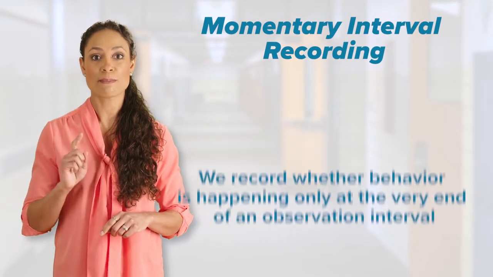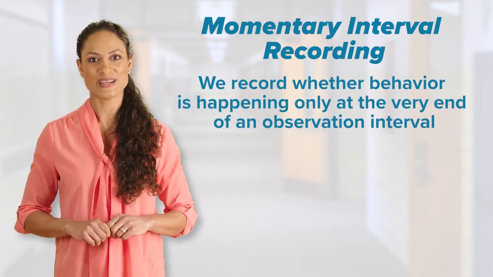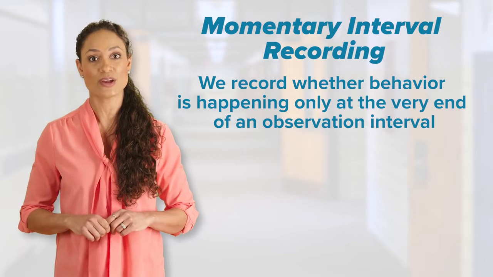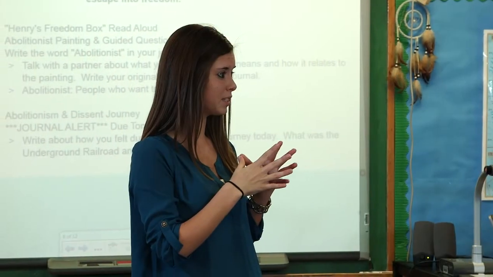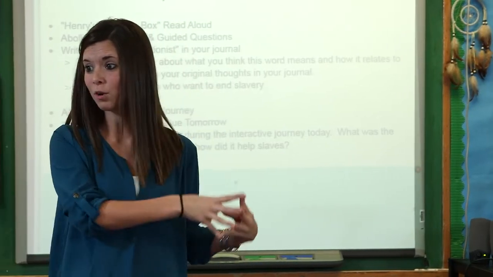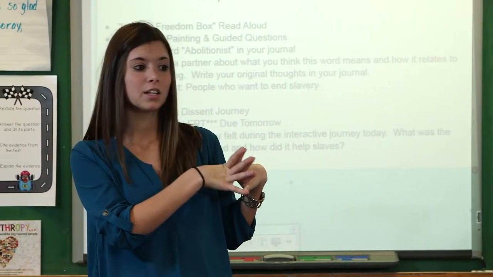If the behavior of concern is high rate, it happens frequently, then we can use something called momentary interval recording. With this method, the teacher records a plus if the behavior is happening right at the end of the interval. Even if it was happening throughout the interval, if it is not happening when the interval ends, the teacher records a 0. Let's watch the student intervention team thinking through momentary interval recording with the teacher.